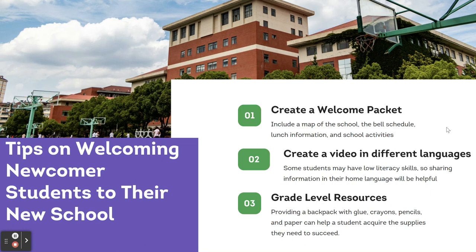Also, ensure that students have access to grade level resources, providing a backpack with glue, crayons, pencils, paper, a folder, anything that is grade level appropriate that counselors can help the students acquire, so that the students can in turn be successful in their classes.